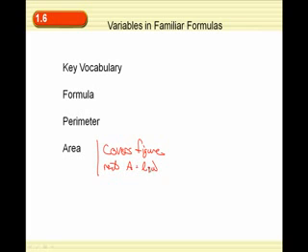It's supposed to be a dot right there for times. Really didn't need to put anything. A square, the area is side times side, which is abbreviated side squared. So side times side is the same as length times width, just in a square. They're both the same, so we call them S for side.